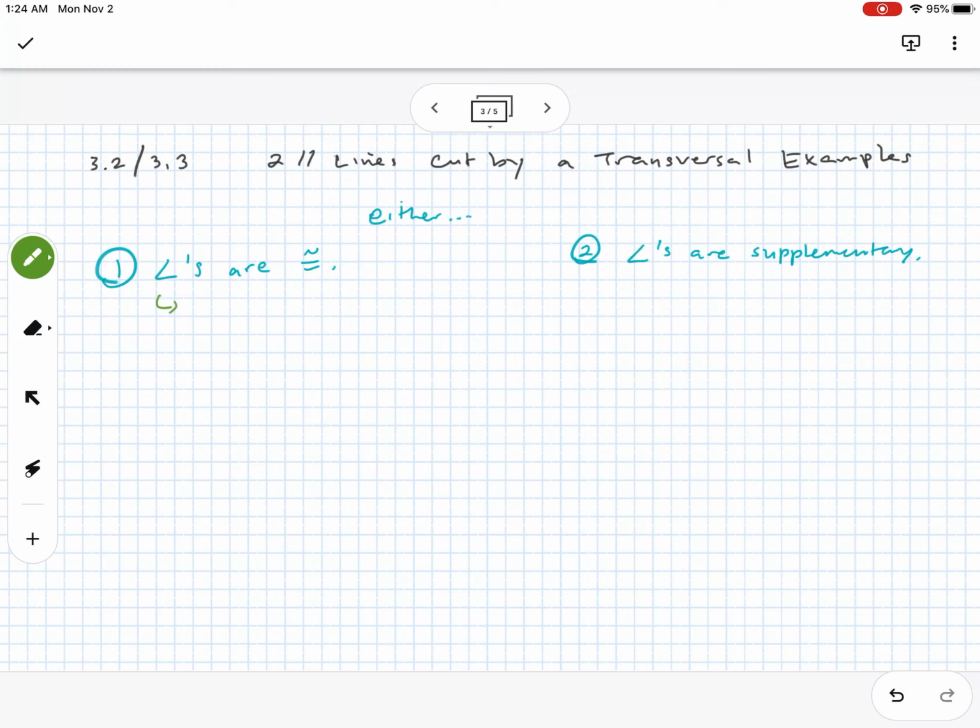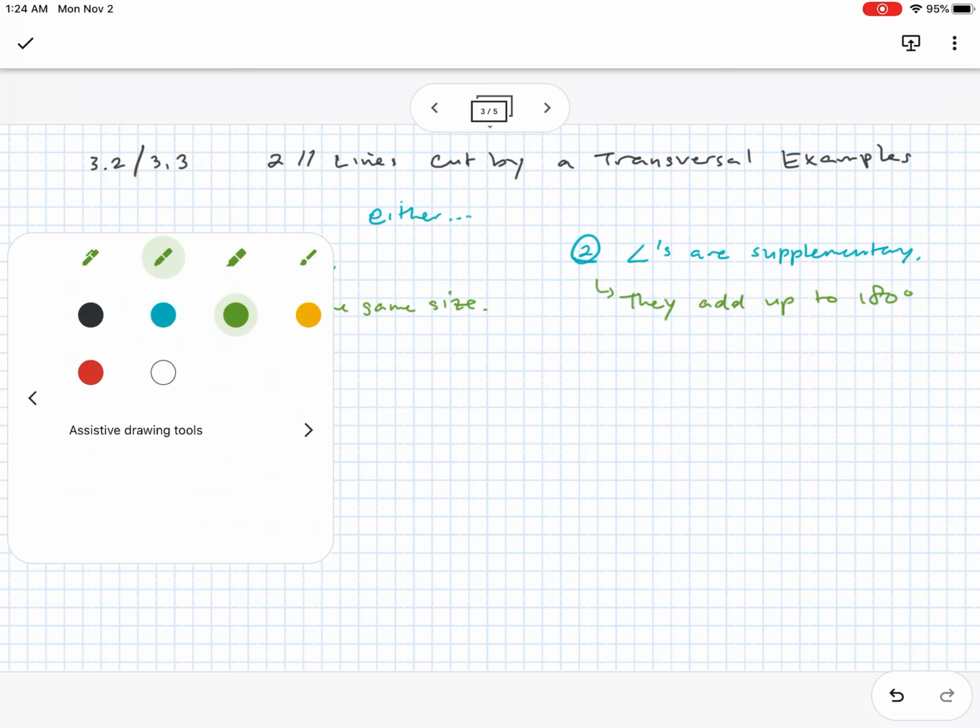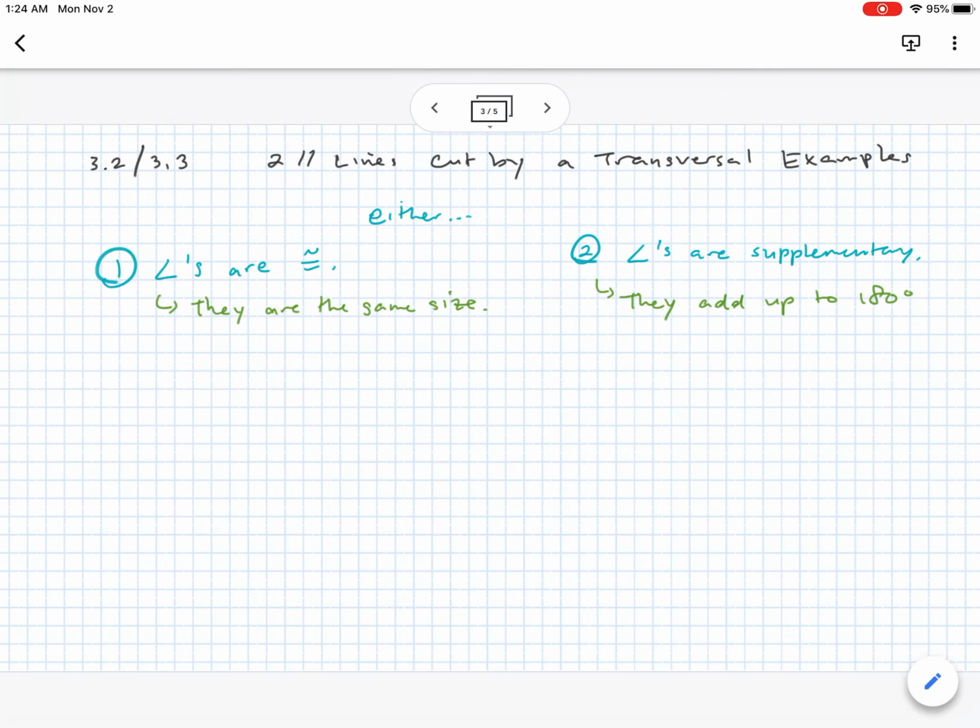And so I guess to put it in more common terms, when I say angles are congruent, all I'm saying is that they are the same size, or they are the same measurement. Okay. And then when I say angles are supplementary, what I'm saying is they add up to 180. All right, so just to give you a couple of examples here, we'll just do a couple.